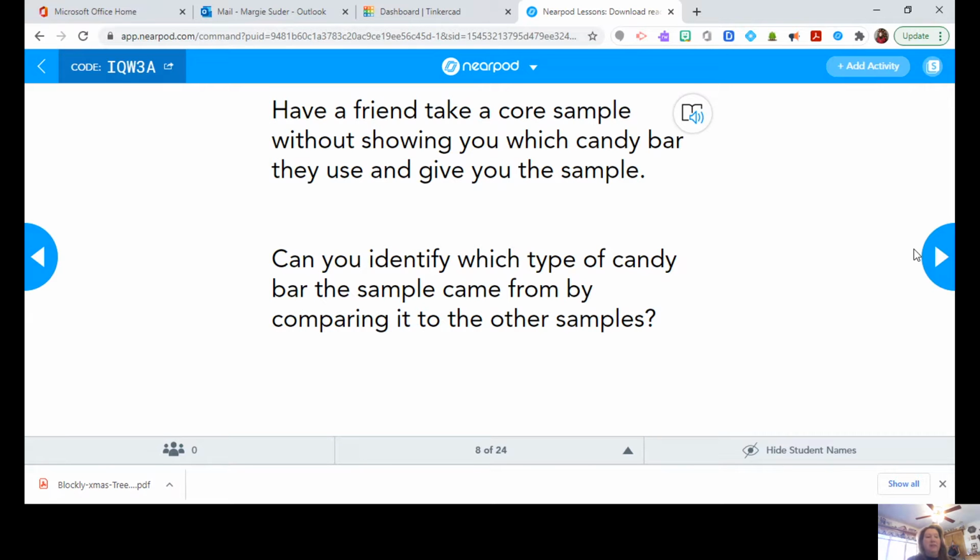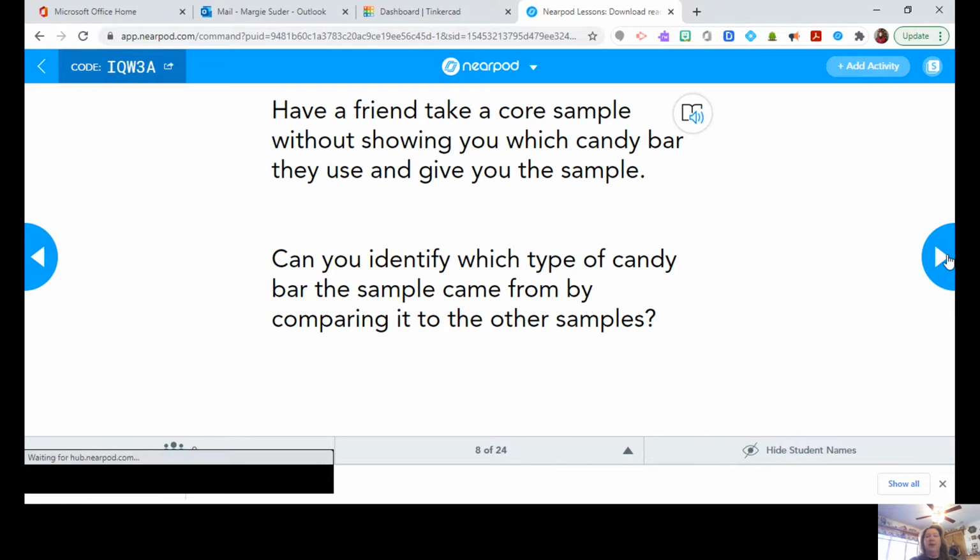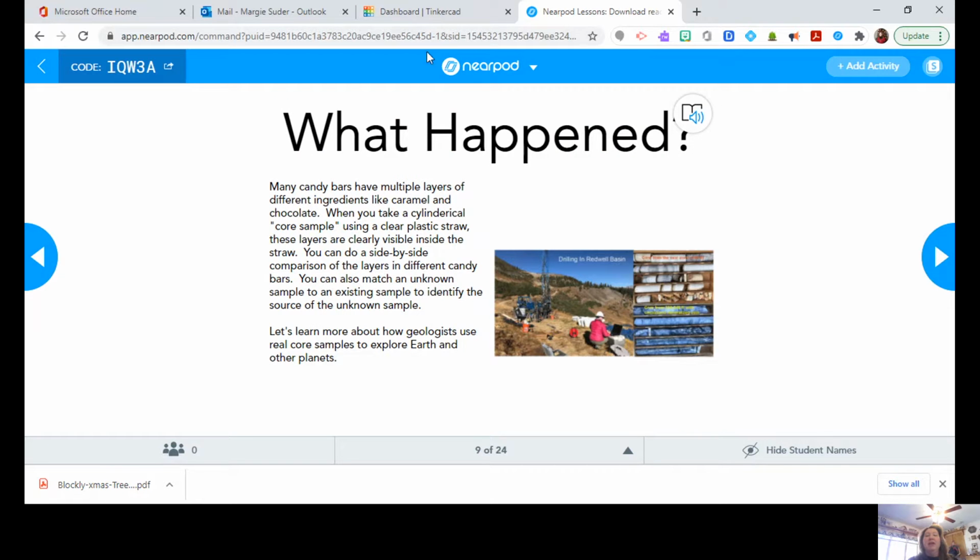Now, another fun activity you can do is have a friend or a family member take one of your candy bars and not tell you which one it is. Go take a candy core sample of it, bring this core sample back to you, and let's see if you can identify which candy bar it came from by comparing your candy core samples to the mystery one. Okay? So that is an idea about taking core samples.